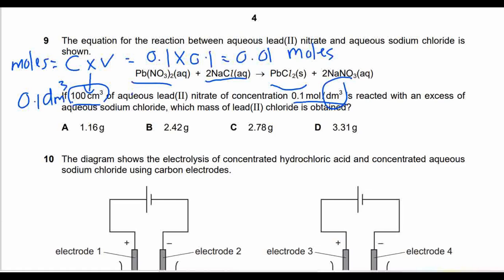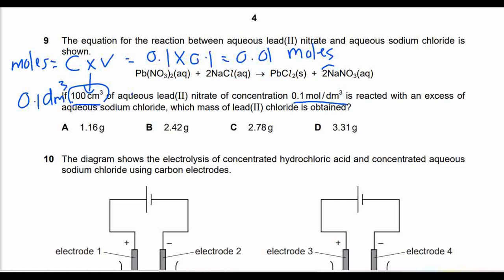Now let's check if the reaction is balanced. Pb is 1 on the left, 1 on the right. NO3 is 2 times, because there's 2 here. Na is 2 and Na is 2. Cl is 2 and Cl is 2. So this equation is balanced. Now what we should do is see the coefficient.